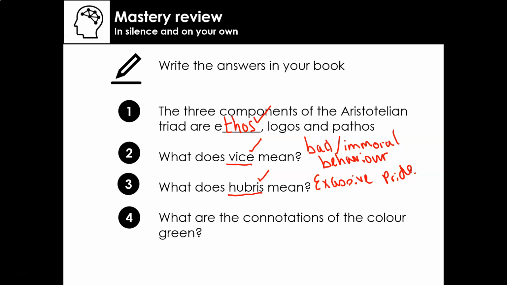And what were the connotations of the colour green? We said the connotations were the meanings that we associated with a particular word or idea. So when we looked at colour connotations, we said green had negative connotations and particularly might link to ideas of jealousy or one of the 7 deadly sins, of course, envy. Okay, so give yourself a mark then out of 4.